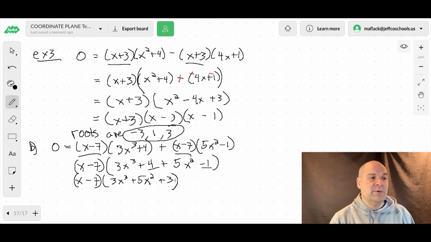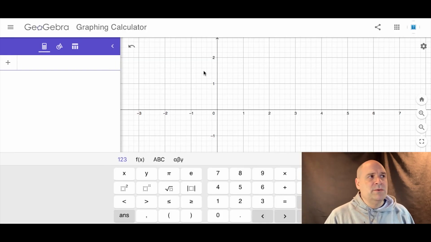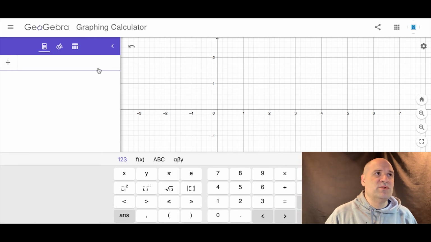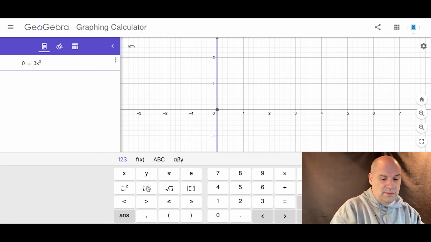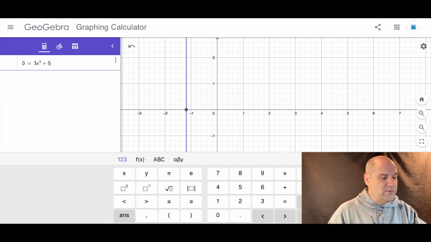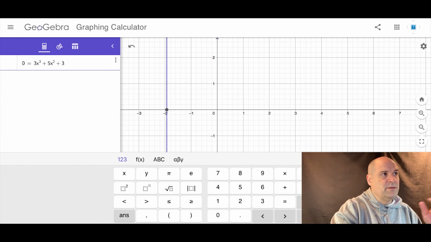Okay, so now we have one of our roots, which is 7, but we still need to figure out this cubic. Okay, so let's graph that sucker. So instead of just graphing this equation, y equals 3x cubed plus 5x squared plus 3, I'm going to set this equal to 0. 0 equals 3x cubed plus 5x squared plus 3.